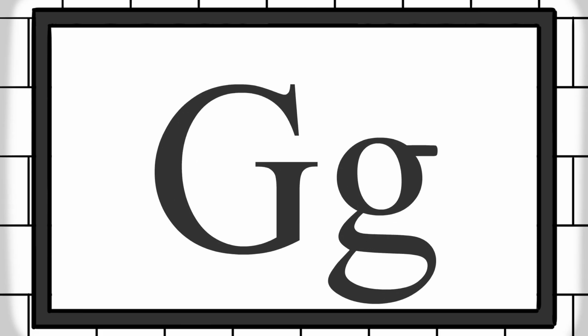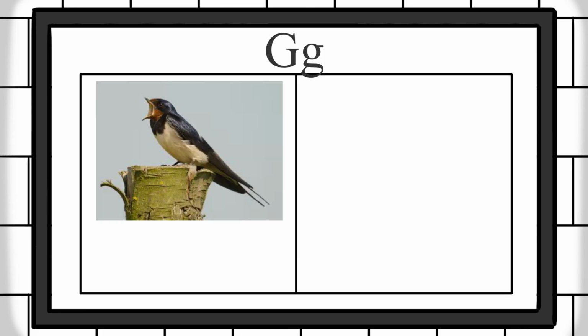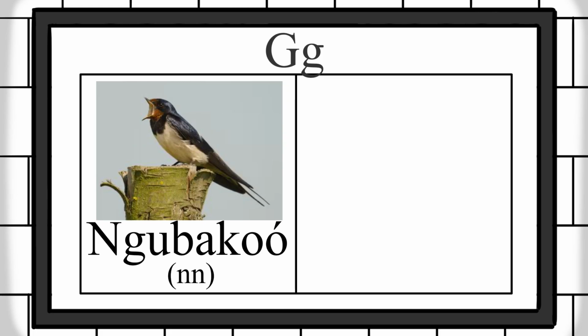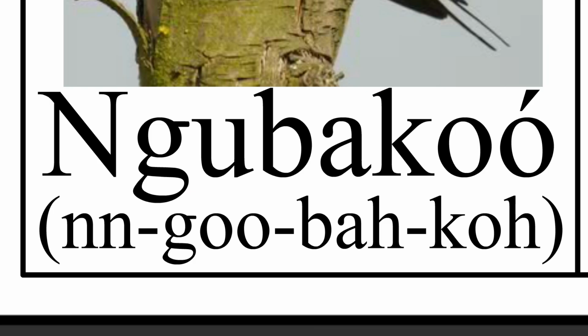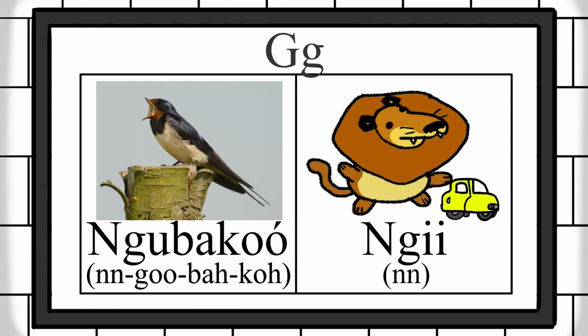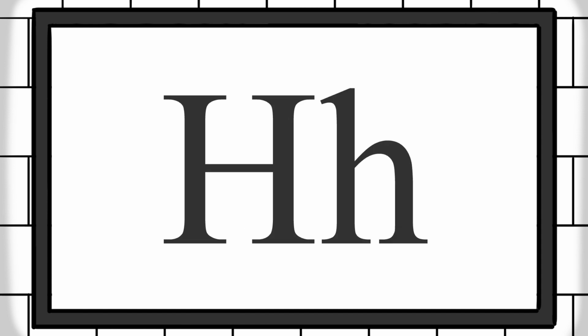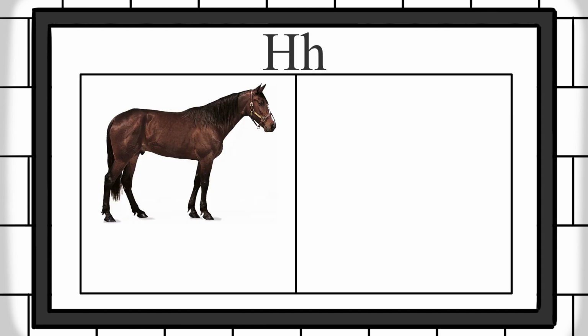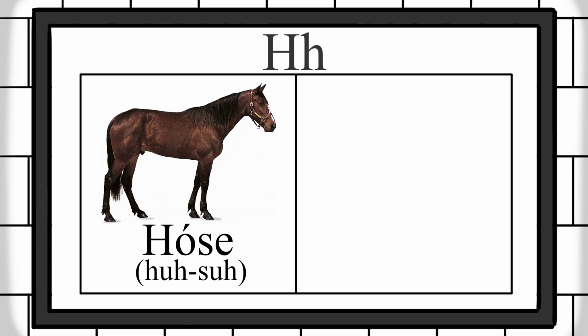And then there's G. The first example for G is a swallow, a type of bird, which is pronounced ngubako, ngubako, like that. And then there is Alex Delisle. This is my last meme, I promise, which is pronounced ngi, ngi. After that is H, with horse as the first example, which is pronounced husse, husse, like that.